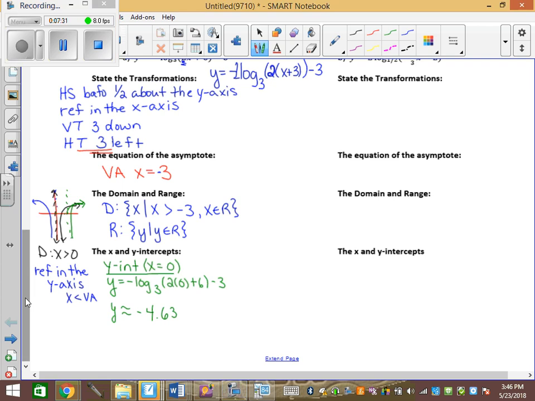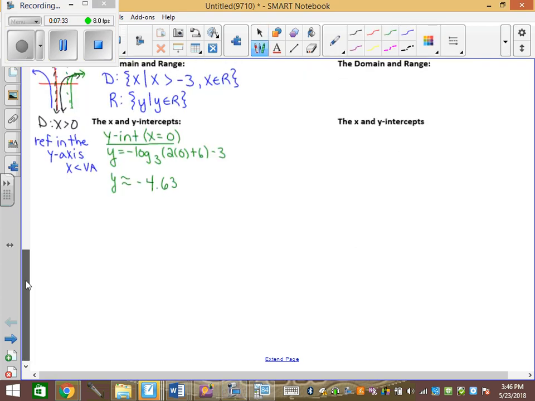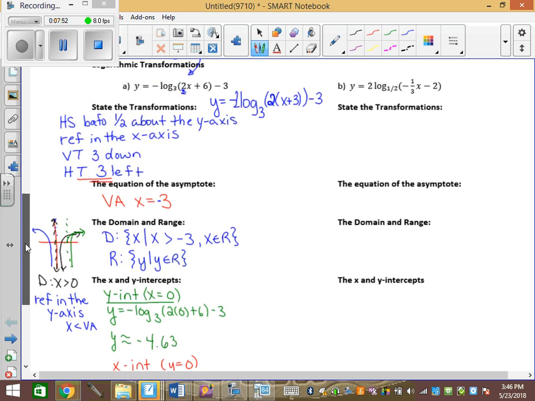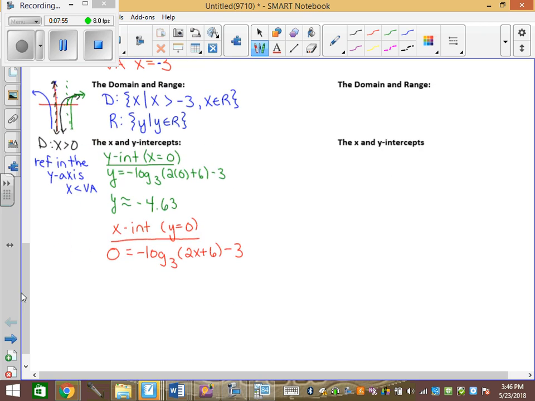Your x-intercept is a little harder to solve, and you have to use your exponential form. But your x-intercept is when y equals 0. So our equation is going to be 0 equals negative log base 3 of 2x plus 6, minus 3. You need to solve for x, but when I don't know what's in the base of a log or beside a log, I change to exponential, but I can't change to exponential in this form. So I'm going to have to first add the 3 over.